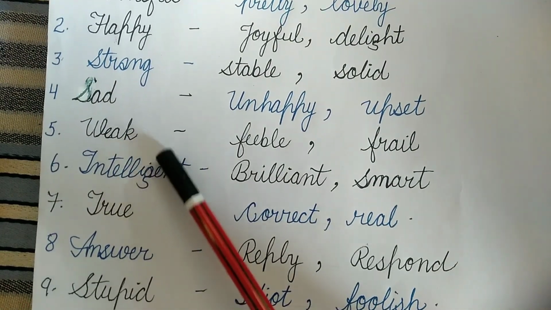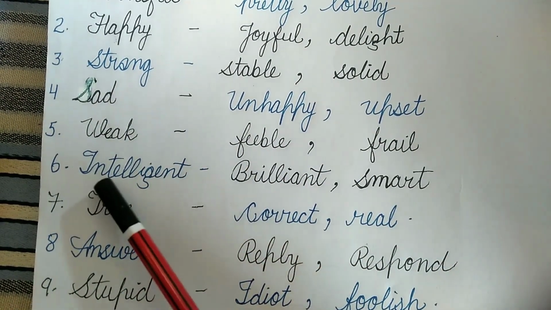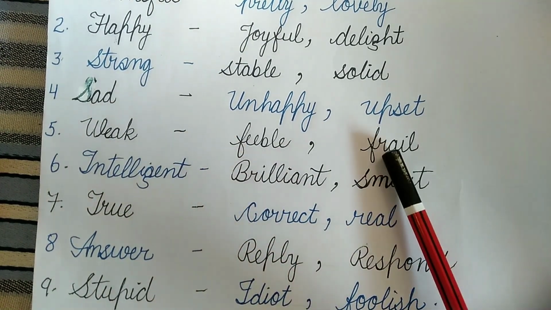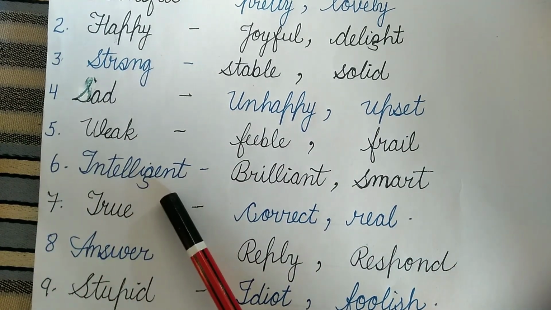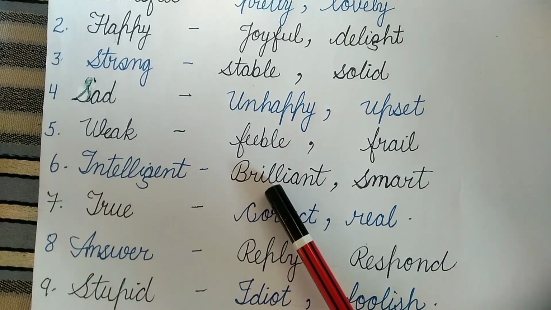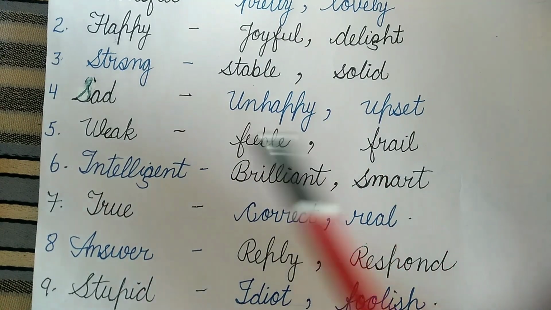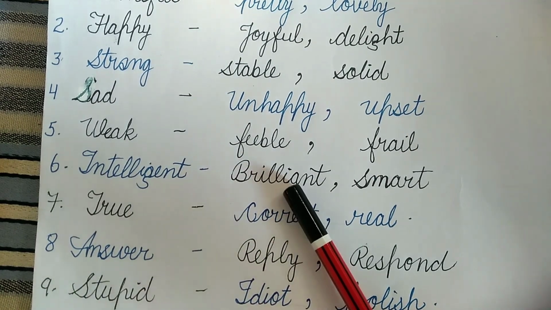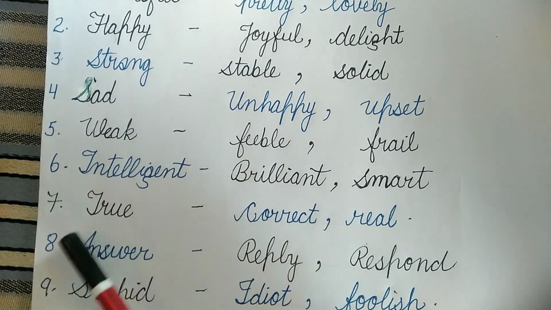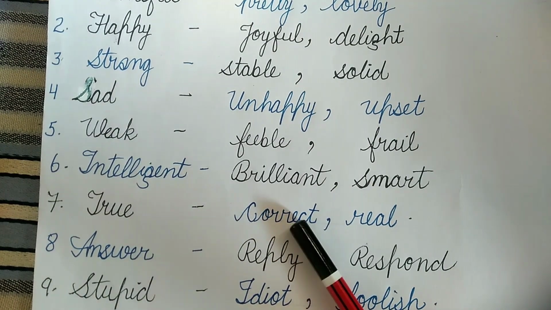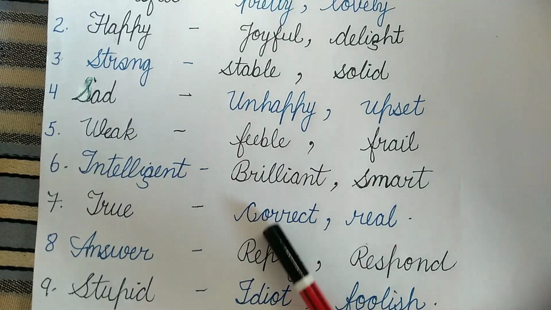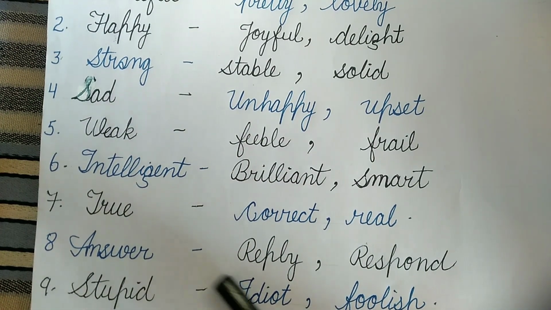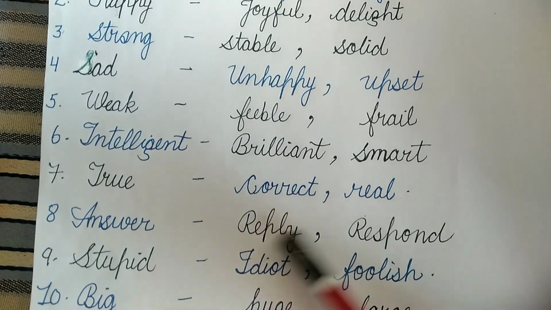Number 5 is weak. The meaning of weak is feeble, frail. These words are like word meanings, right? Weak, feeble and frail. Number 6 is intelligent. The synonym for intelligent is brilliant, smart. Number 7 is true. True means correct, real. Number 8 is answer.